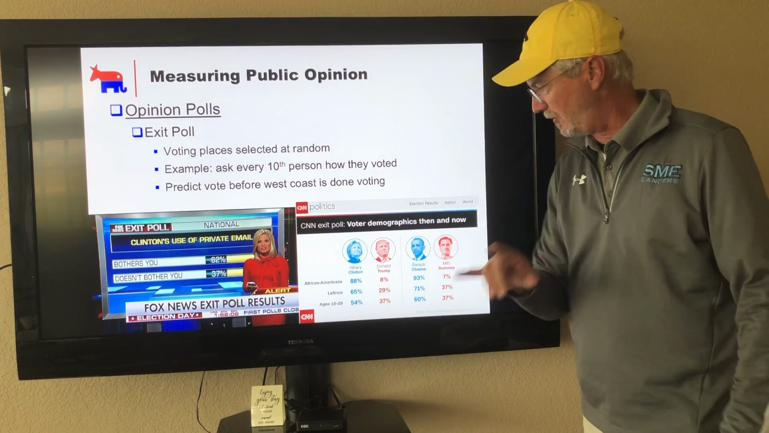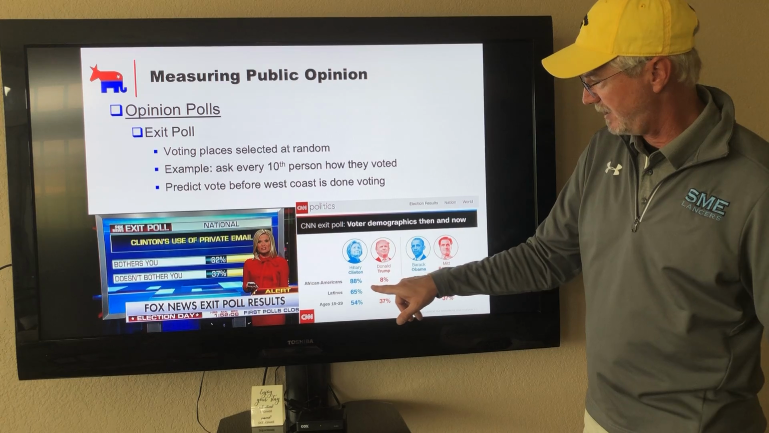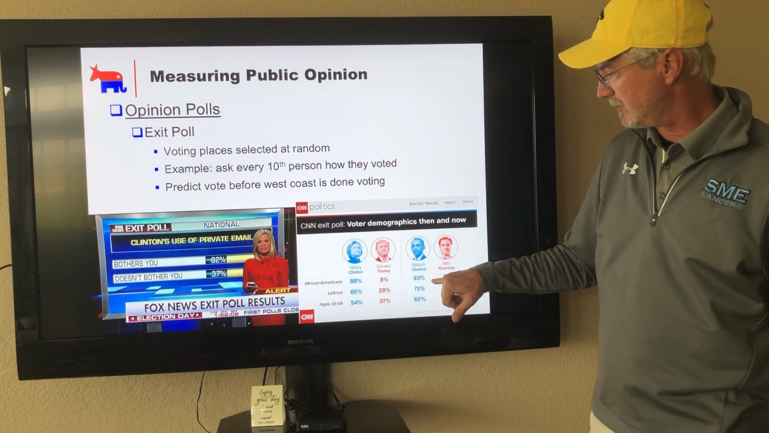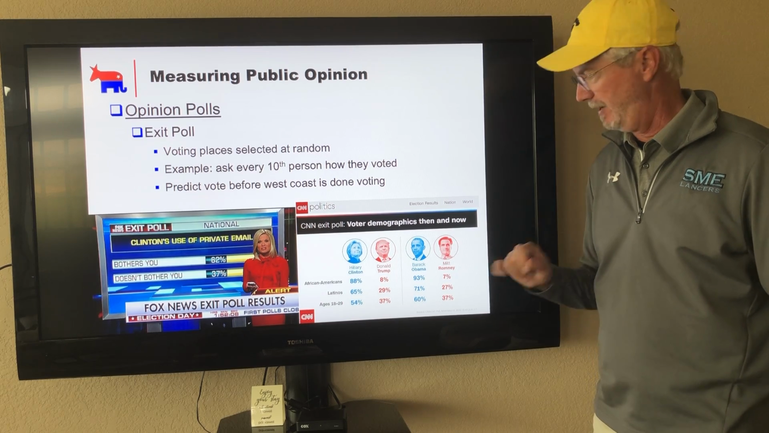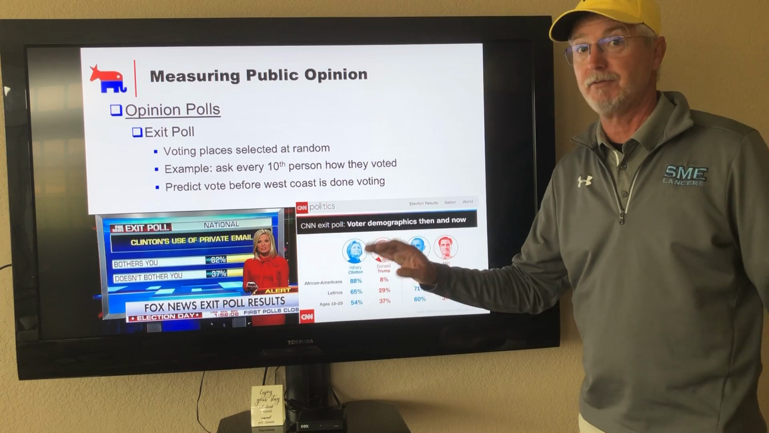Here's the other thing. Here's what I want you to focus on right here. And we get these numbers from exit polling, right? In 2016, actually, let's go back to 2012. In 2012, you see African Americans voted 93% for Obama. But in 16, only 88% of the African American vote voted for Hillary.